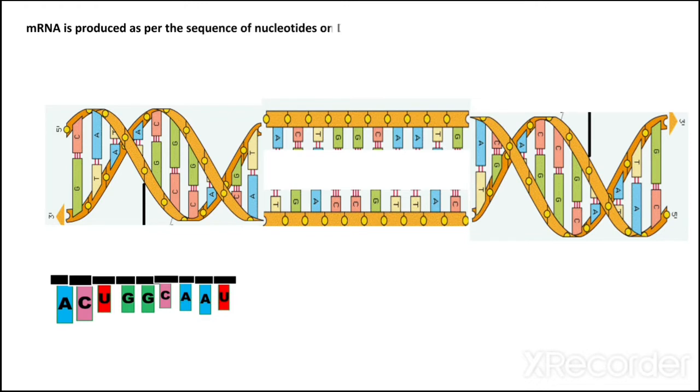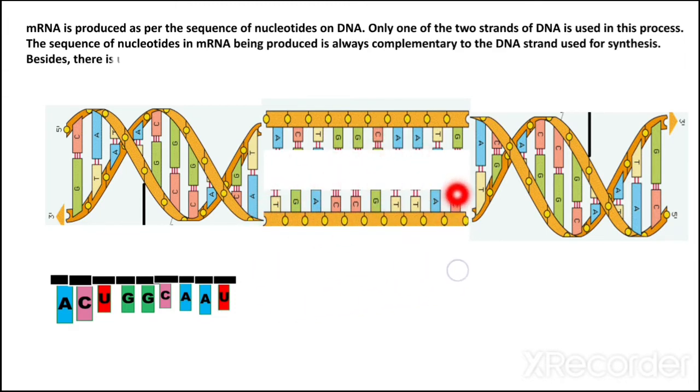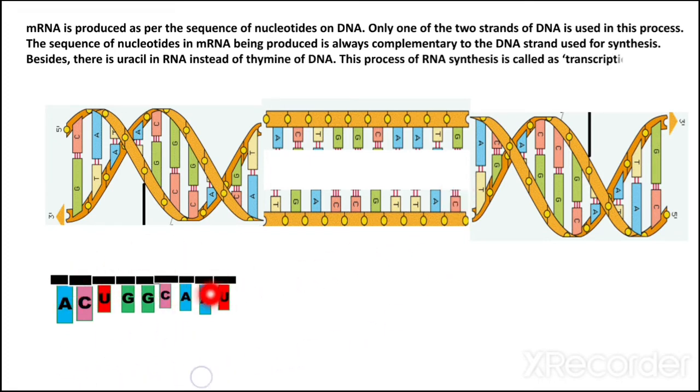The mRNA is produced as per the sequence of nucleotides on DNA. Only one strand of a DNA is used in this process. The sequence of nucleotides on the mRNA being produced is always complementary to the DNA strand, and besides this there is uracil instead of thymine in a DNA molecule. This whole process is known as the transcription process.